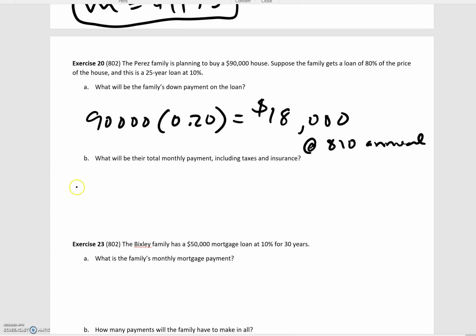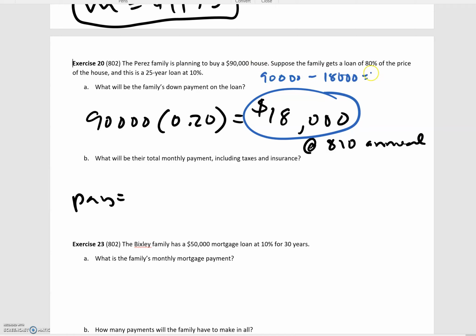So the total monthly payment is going to be, you follow the table again. One thing we do need to calculate is the amount of the loan. Since our down payment is $18,000, $90,000 minus $18,000 will give you the amount of the loan, so we have 72 thousands. If we go to our table for 25 years, 10%, that's going to match $9.09 per thousand. So we're going to be paying $9.09 72 times.